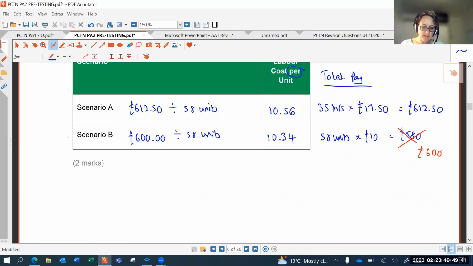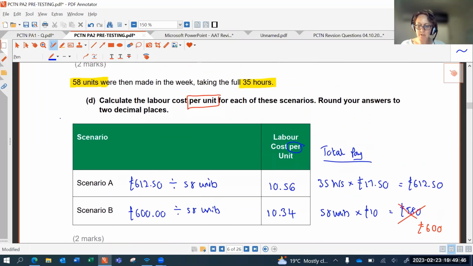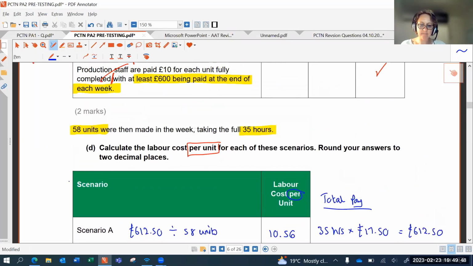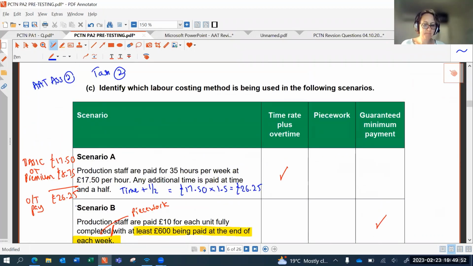Okay, any questions on that one? There's 2 marks for that bit. So actually just 1 mark for getting each part right. Also 2 marks for part C as well.